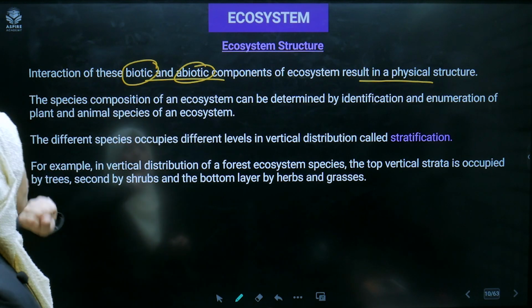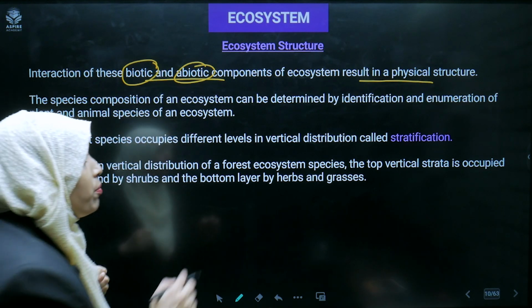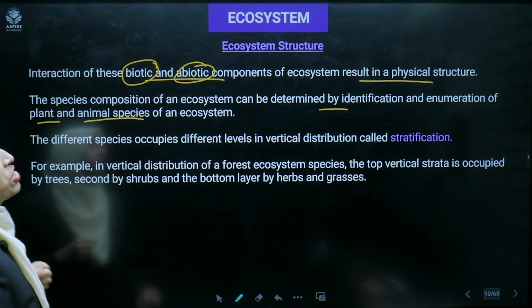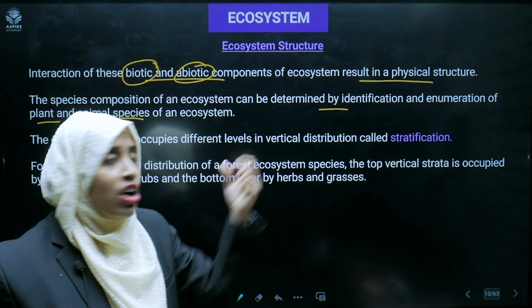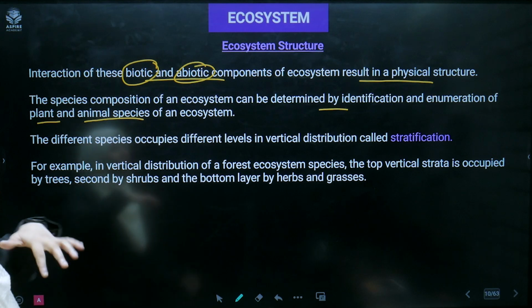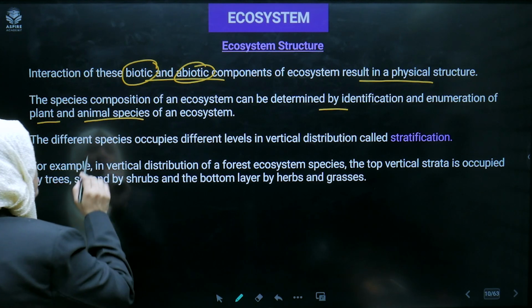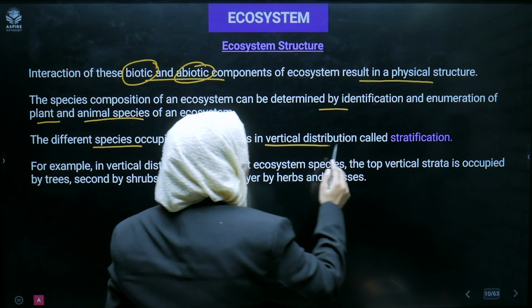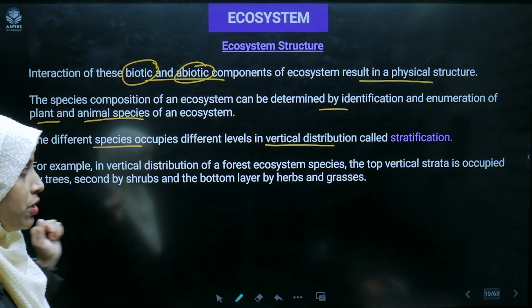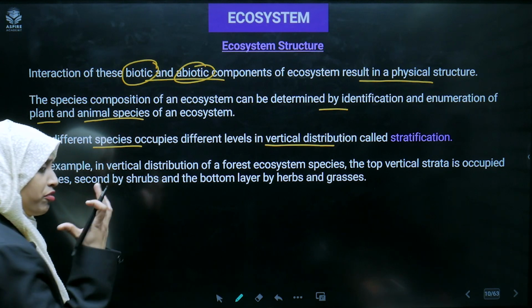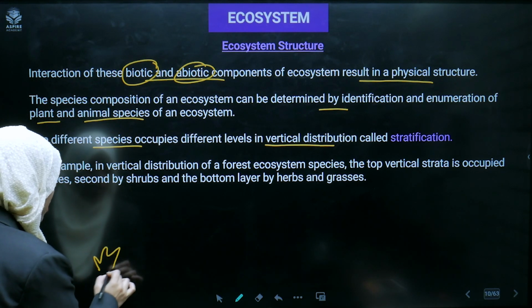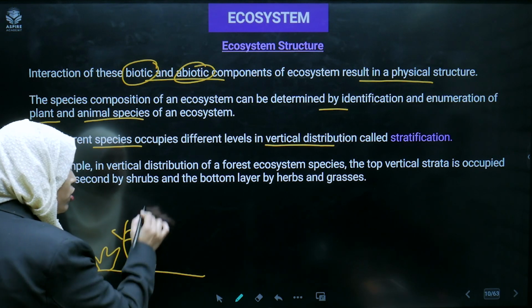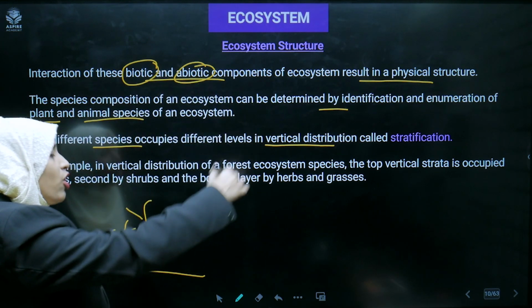The species composition of the ecosystem can be determined by the identification and enumeration of the plants and animal species. तो species का identification करना हो या enumeration, that means numbers कितने हैं total organism का, can be done. The different species occupy different levels, okay, in the vertical distribution, and that is known as stratification. Since we see in the forest, the base, ठीक है, base में क्या होता है, grasses होते हैं, उसके ऊपर थोड़े से herbs and all are there, उससे थोड़े ऊपर shrubs, उससे ऊपर क्या होते हैं, trees.